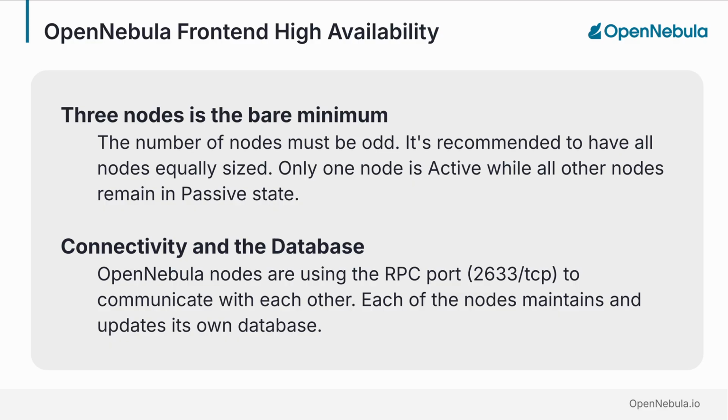The number of nodes must be odd. It is recommended to have all nodes equally sized to avoid surprises after the failover. The bare minimum of nodes equals 3.